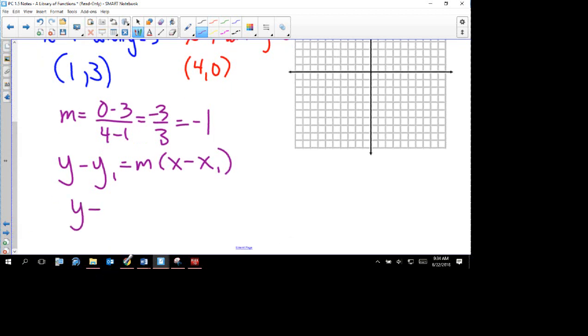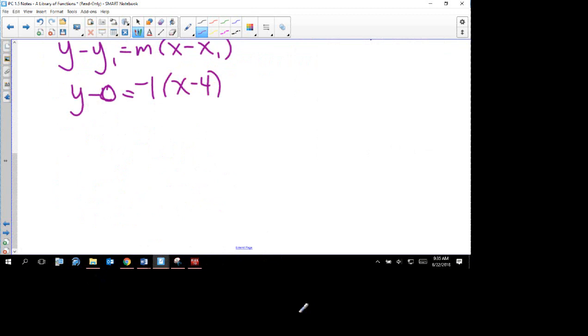So y minus 0 equals -1 times x minus 4. So y equals negative x plus 4. This is not the answer. It's almost the answer. But the directions say, write the linear function f. So this is not the linear function f. This is just y equals. I need to write it in function notation.